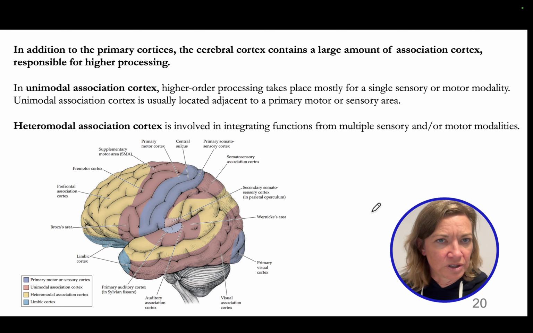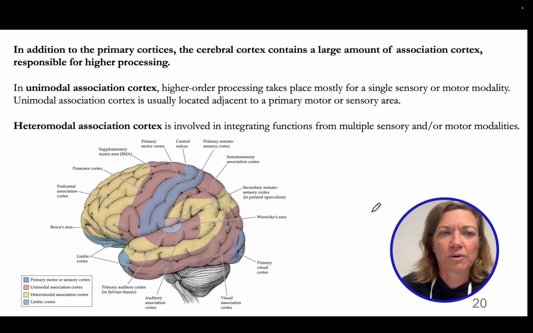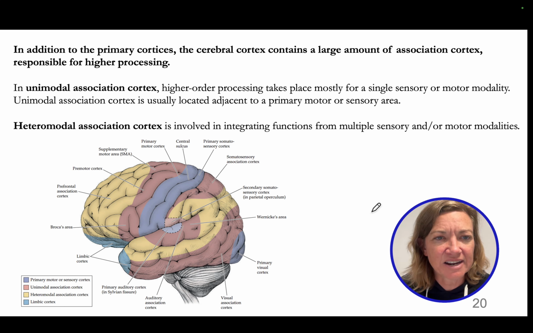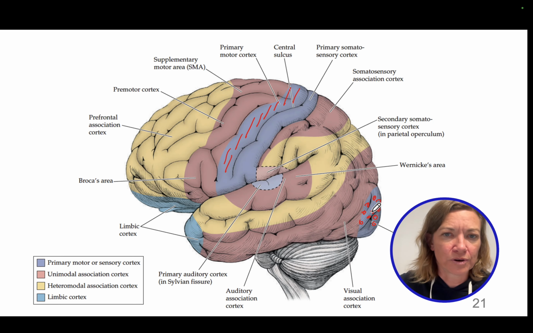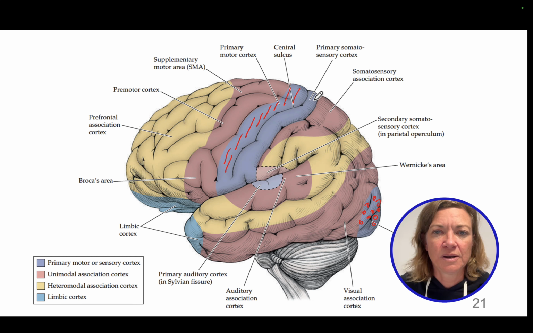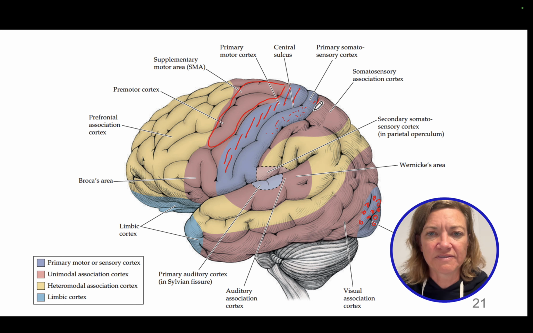You have unimodal association cortex, which is higher order processing largely for a single sensory or motor modality. So these secondary cortices, or unimodal association cortices, are usually adjacent to a primary motor or sensory area. And so if we take the primary motor cortex, we have a supplementary motor area adjacent to it. And if we take the primary somatosensory cortex, which is also purple, I'll stipple it, we have a somatosensory association cortex adjacent to it.